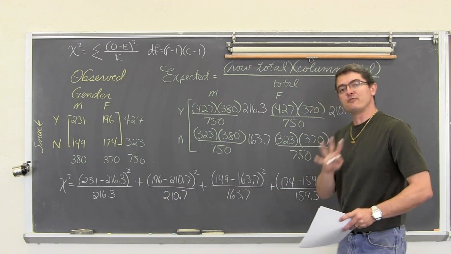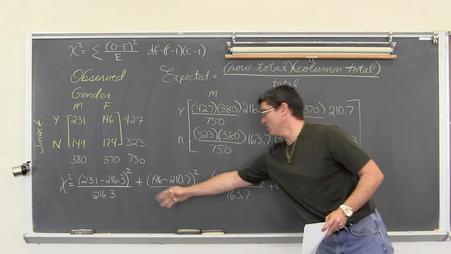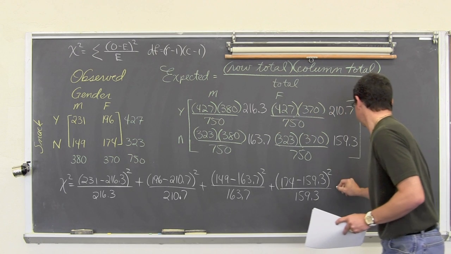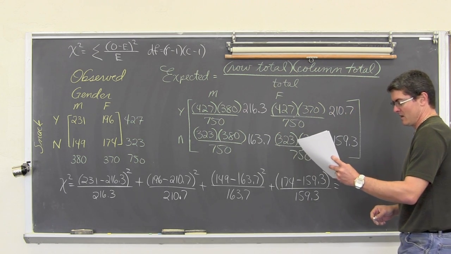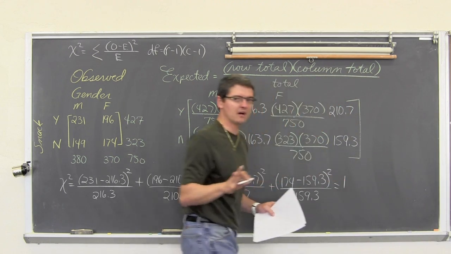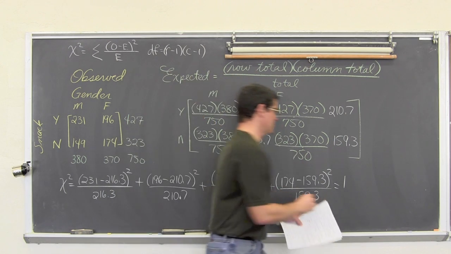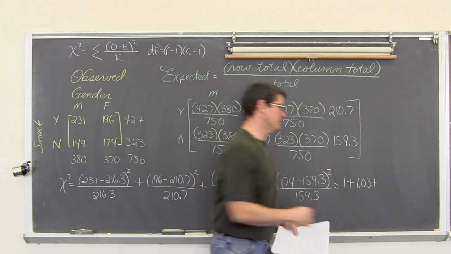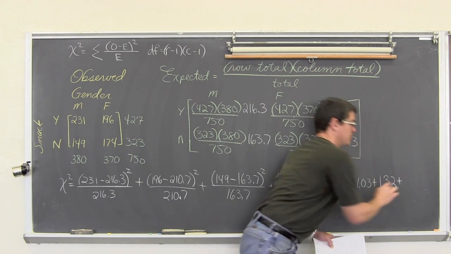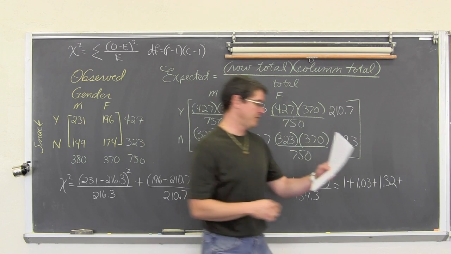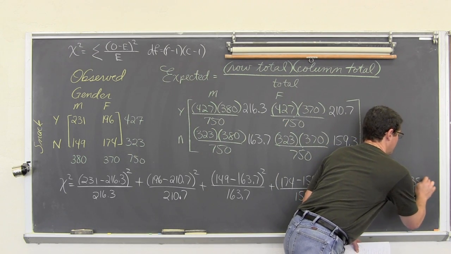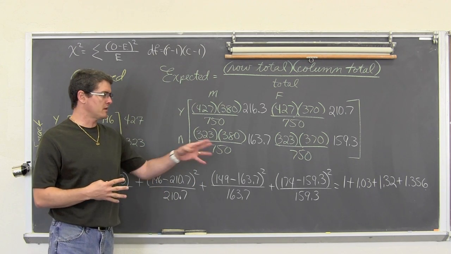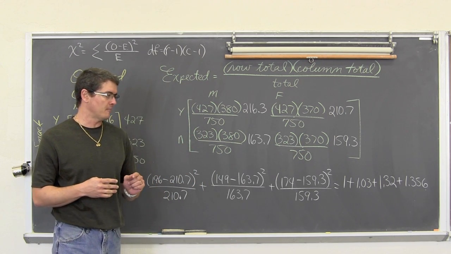That gives us 4 terms here. 1, 2, 3, 4. Those come out to be, now this is rounded off a little bit, 1 plus 1.03 plus 1.32 plus 1.356. To compare these numbers to my full-blown video where I have the calculator do all this work, the numbers are going to vary a little bit because of round-off error.